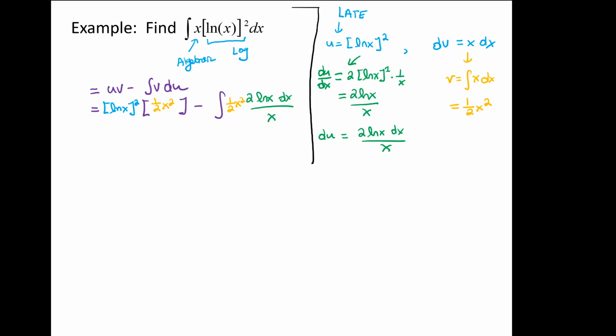Okay. Some interesting things happen. The 2 downstairs and the 2 upstairs cancel. We have an x and an x squared that will partially cancel. We'll do some cleanup. 1/2 x squared times ln of x, all to the power 2, minus, no constants come out. We have an x over x squared, so an x upstairs survives. We have the integral of x times ln of x dx.